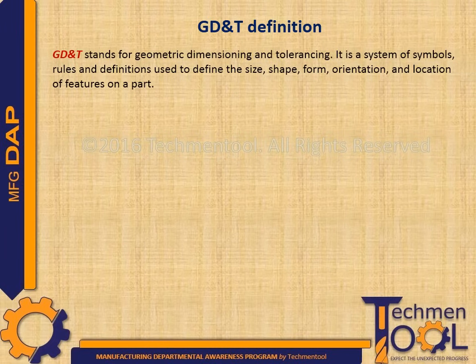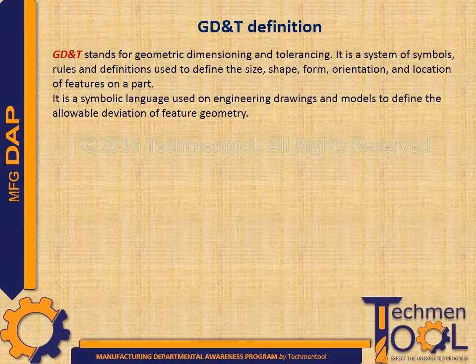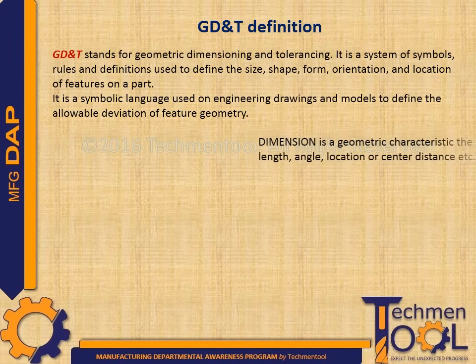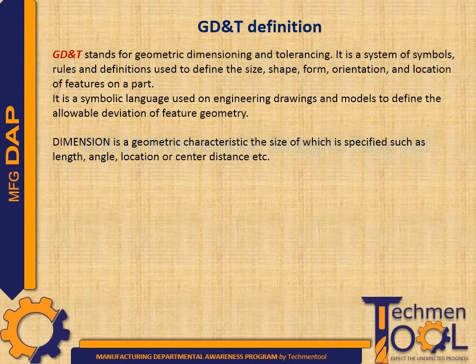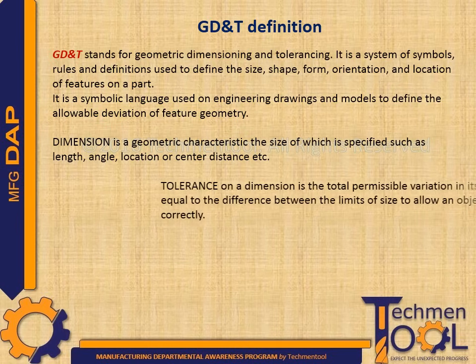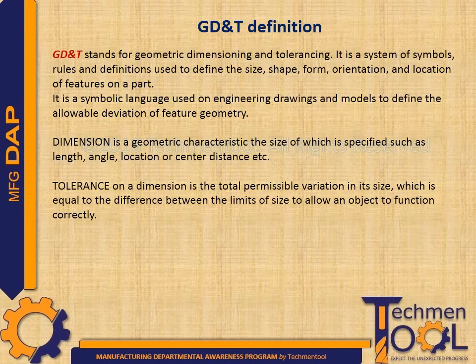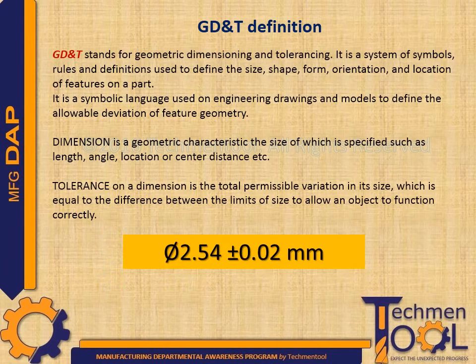It is a system of symbols, rules and definitions used to define the size, shape, form, orientation and location of features on a part. It is a symbolic language used on engineering drawings and models to define the allowable deviation of feature geometry. Dimension is a geometric characteristic, the size of which is specified such as length, angle, location or center distance, etc. Tolerance on a dimension is the total permissible variation in its size, which is equal to the difference between the limits of size to allow an object to function correctly.